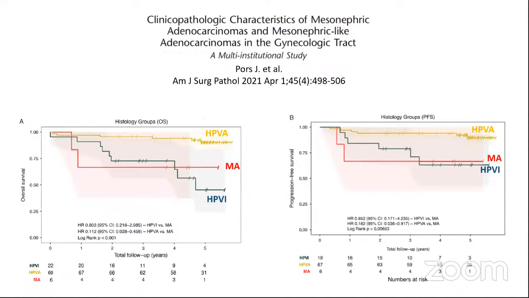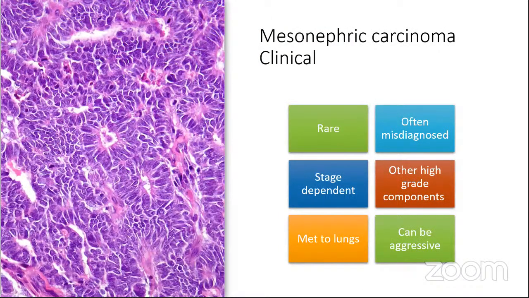In terms of the clinical outcomes of these tumors, you can see that the mesonephric adenocarcinomas are somewhere in between HPV associated and other HPV independent tumors in terms of overall survival. But when you look at progression-free survival, they tend to be similar to other HPV independent tumors. So mesonephric carcinomas are really rare, and because they're rare and because of their morphologic heterogeneity, are often misdiagnosed. The outcomes are likely stage dependent.